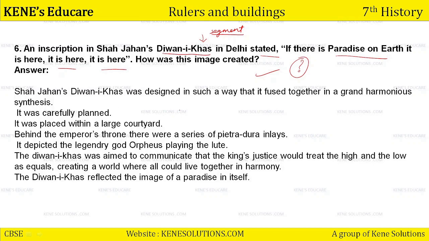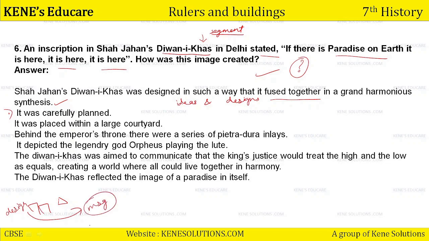Shah Jahan's Diwan-e-Khas was designed in such a way that it fused together in a grand harmonious synthesis. Okay, there was synthesis of ideas and designs. Second, it was planned very carefully. It was very carefully planned what segment belongs to what region, where the king will sit, what designs depict what message. Every design has a message behind it. Okay, so it was carefully planned.